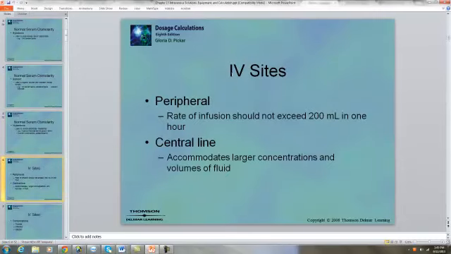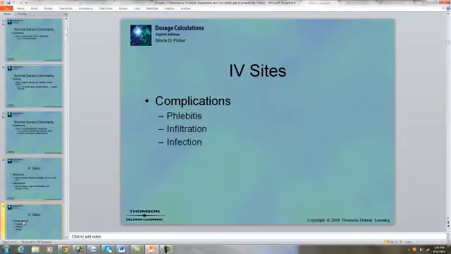For the IV sites, with a peripheral site the rate of infusion should not exceed 200 milliliters in 1 hour, and a central line accommodates larger concentrations and volumes of fluid. The complications that you can have from an IV site are phlebitis, infiltration, and infection.